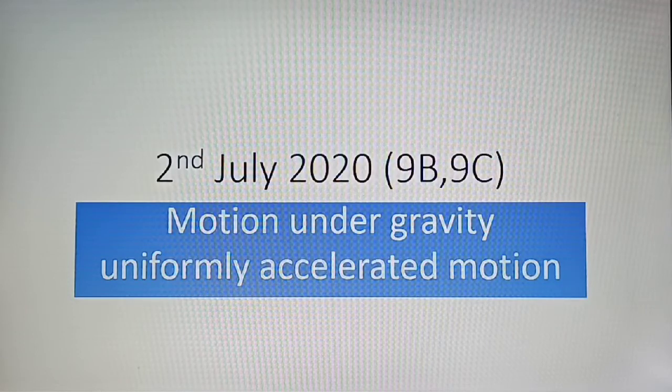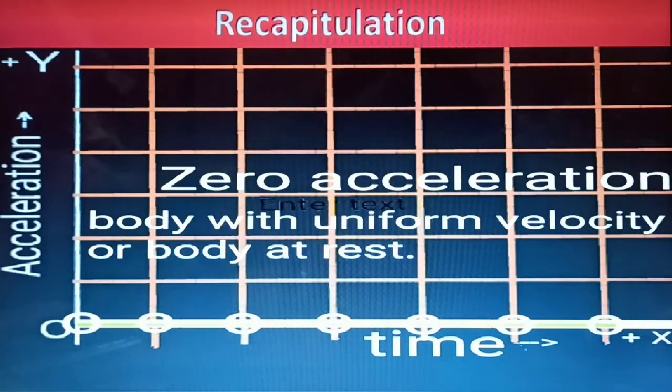Motion under gravity. Uniformly accelerated motion. Before we begin, let us recapitulate.